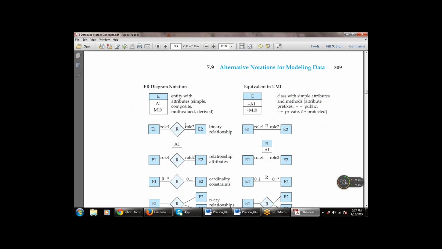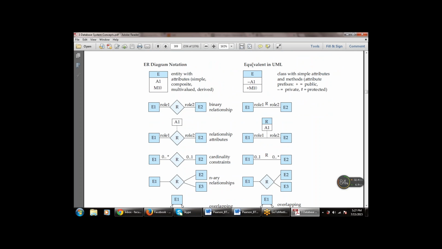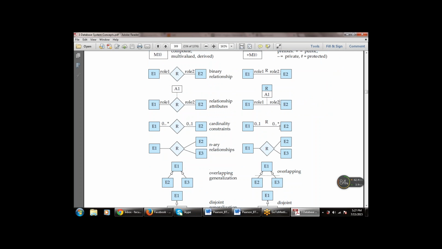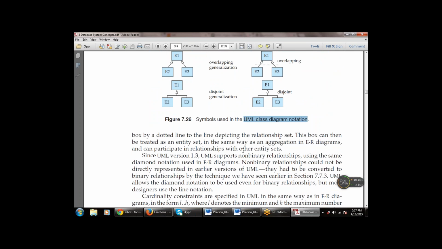Then there is an array attribute that is also available in the ER model, that is, a one-to-many relationship, we can say, the attribute that is available. Then this is E1, E2, E3, there is an overlapping generalization, a disjoint generalization, and this is the equivalent in the UML. This is R1, E2, E1, and these are the various symbols of the UML class diagram that will be used.